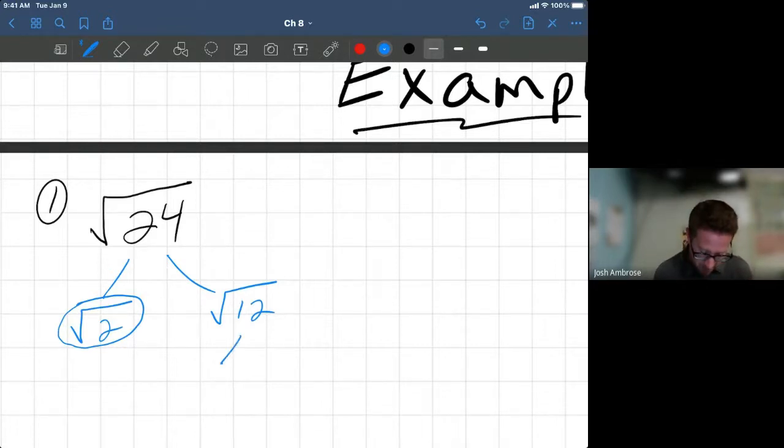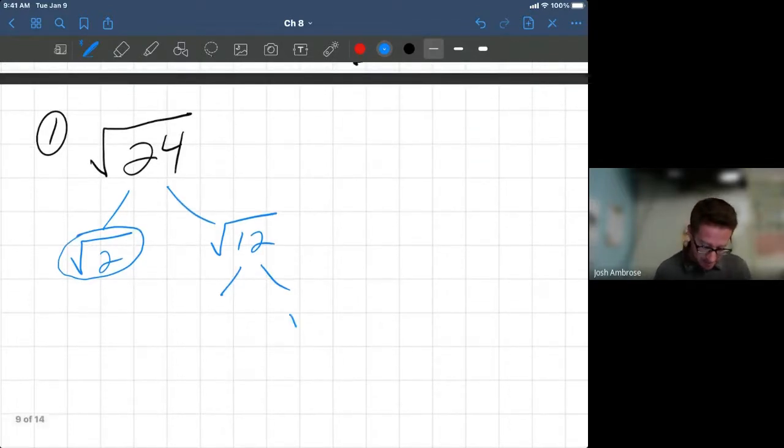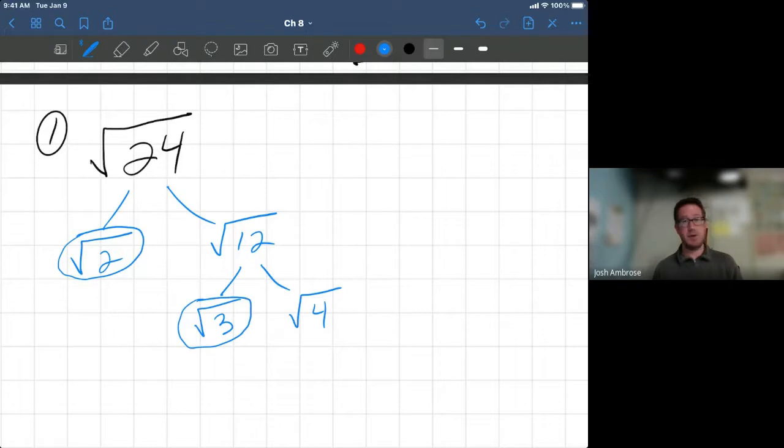Now, 12 can be broken down again into the square root of 4 and the square root of 3. Now, the square root of 3, that's a prime number. We can't go anywhere with that. I'm going to circle it, hold on to it. We're going to come back to it. But this, the square root of 4, is 2. That is a perfect root, so I'm going to circle that. Now, what do you notice here? Everything we're left with has been circled, okay?